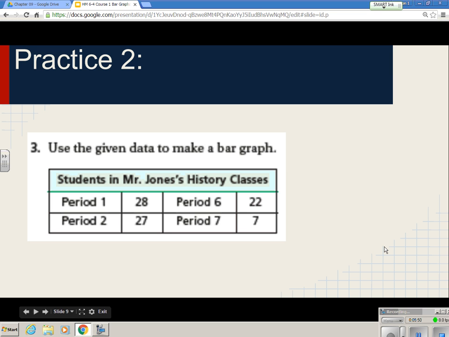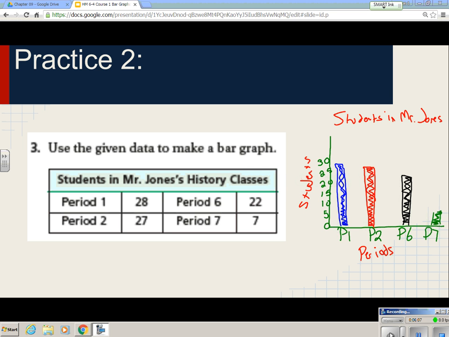All right, so here's one that I want you to create a bar graph for. Use the given data to make a bar graph. Just look at it. The x-axis is probably going to be periods. The y-axis, you have to think of good intervals going up. Okay, come back when you're done.